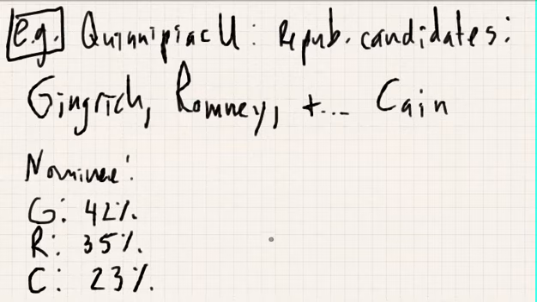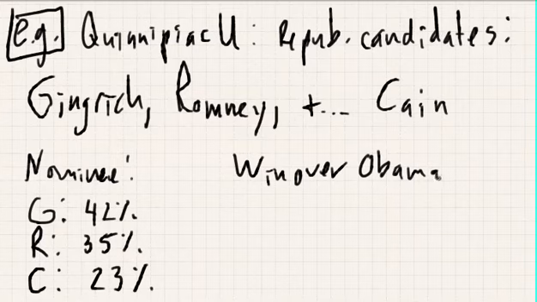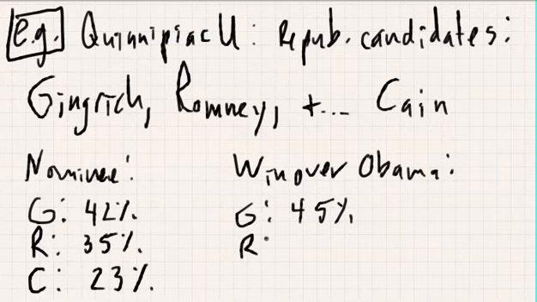Mark my words. Anyways. Now, what is the probability that each of these candidates has of winning over Obama? Here's why it's going to be Mitt Romney. The probability that Gingrich wins over Obama is 45%. The probability that Mitt Romney wins over Obama is 50%. It's pretty much a dead heat right now. Actually, Obama has a slight edge, but it was so small that I decided to say it was 50%.